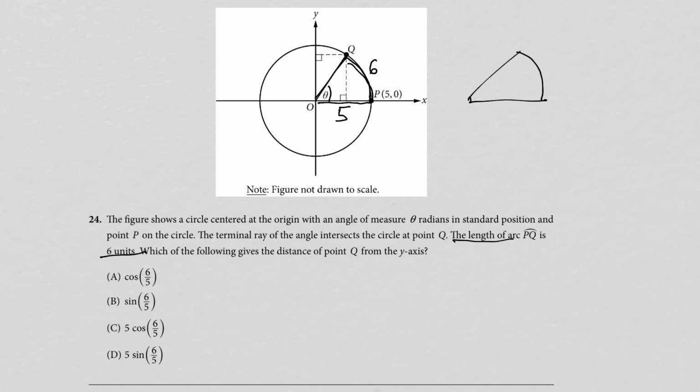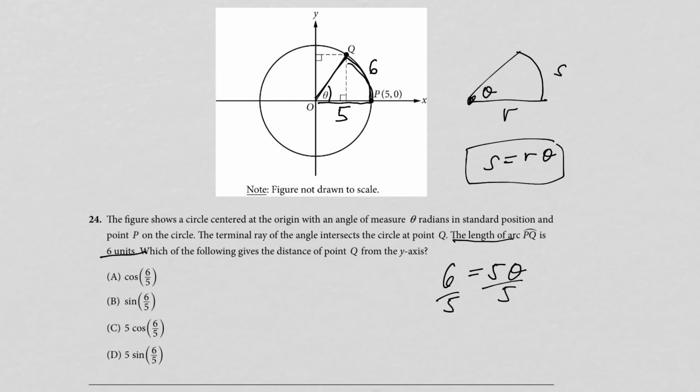And it is, if this is a sector of a circle, it's the arc length, S equals R times theta. That's the relationship, if theta is in radians. So in this case, S is 6, R is 5, and theta is what we don't know. If you divide both sides by 5, you get 6/5 radians is the angle measure.